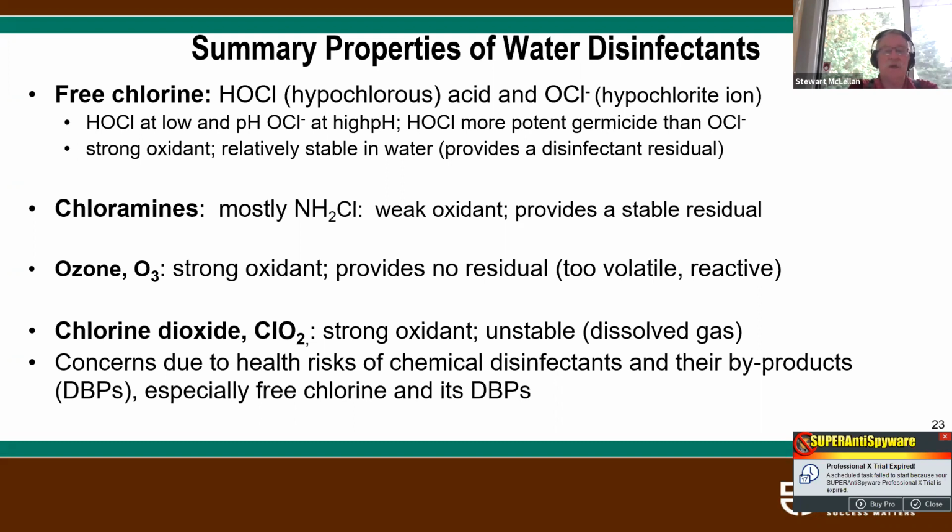The chlorine dioxide, as it mentions there, is a strong oxidant and it is unstable. It is commonly used though at water treatment facilities, and I would suspect that that's due to the economics around using it. And of course, we often hear concerns about what are the health risks of chemical disinfectant. So what is the health risk associated with the free chlorine that remains in your drinking water as the residual?